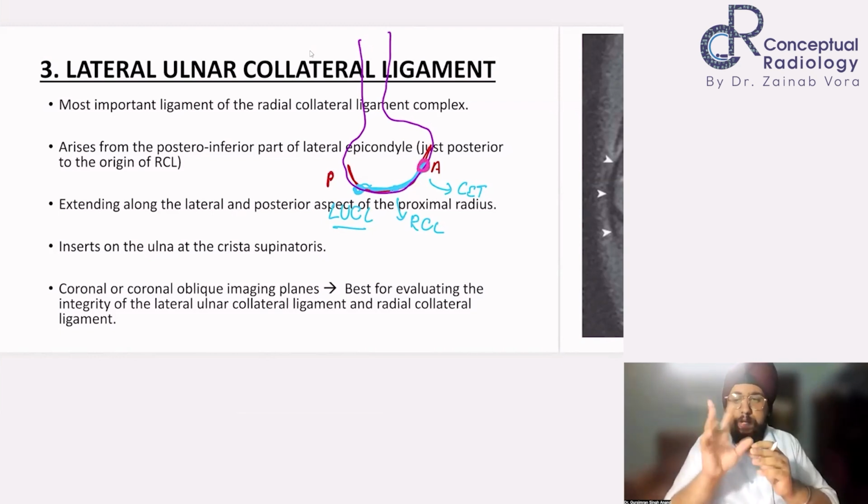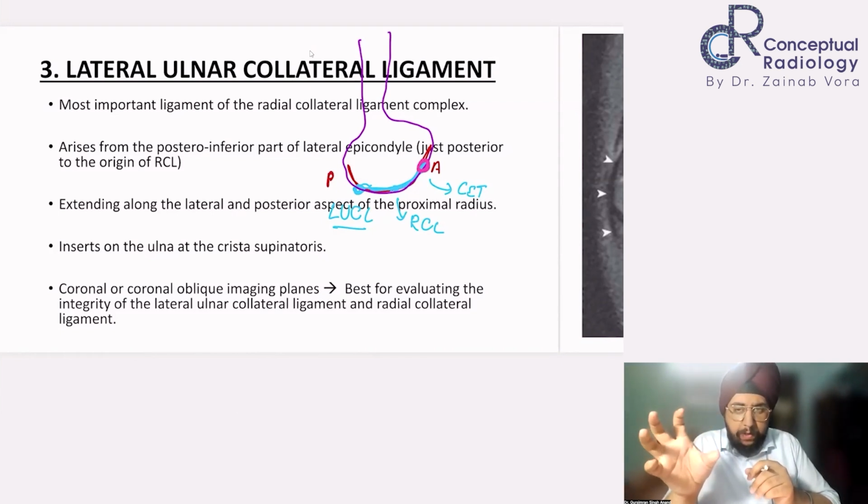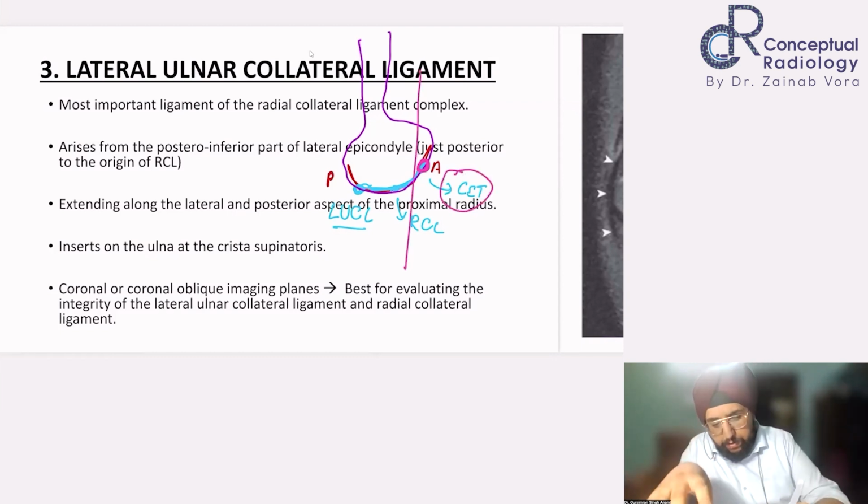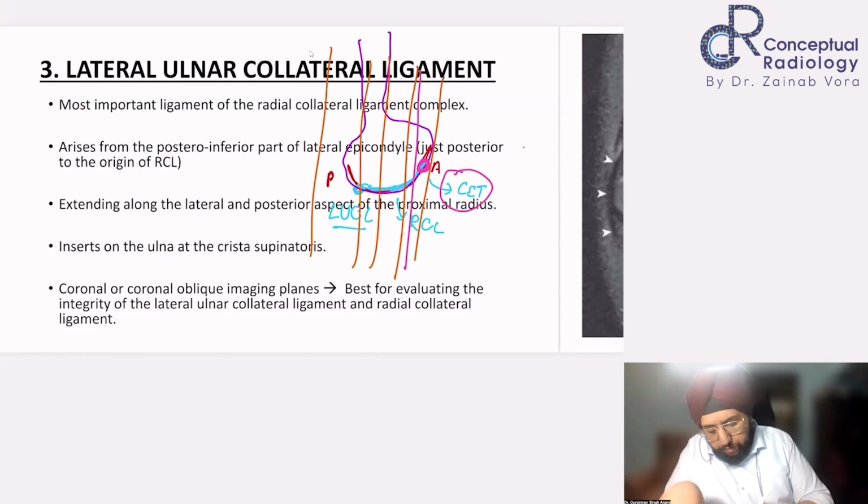Suppose I'm scrolling through the coronal images. I'm starting from the anterior most coronal image of the lateral epicondyle. So the first thing which I'll be looking at is your common extensor tendon origin. These are your coronal sections, and I am looking from this side. The first thing which I'll see will be your common extensor tendon origin.